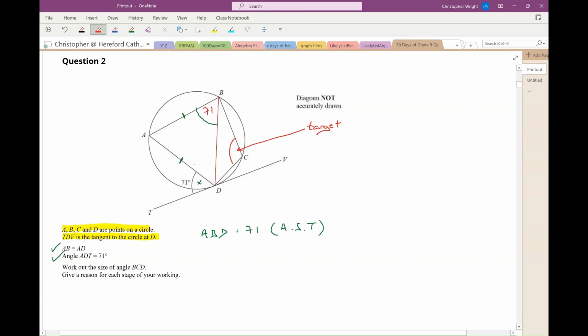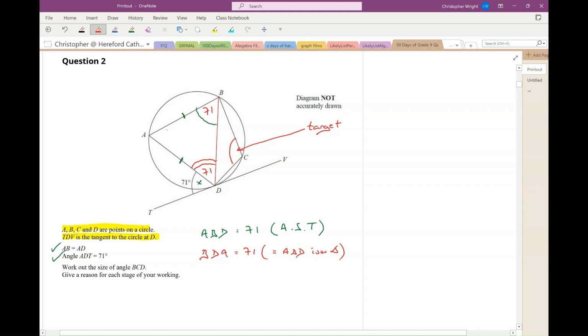Right, so that means that this angle is also 71 because, of course, that's an isosceles triangle. So I'm going to say BDA equals 71 equals ABD, isosceles triangle.